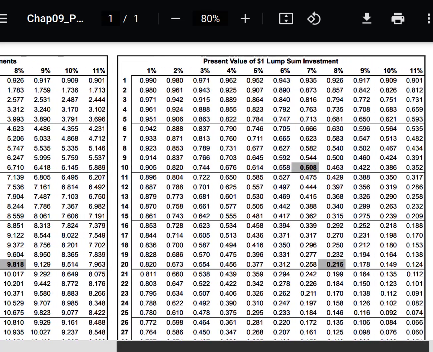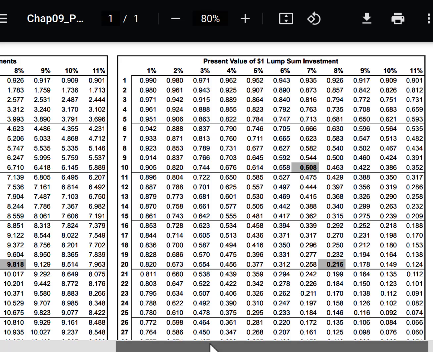Actually, the one on the right is the exact same table we used back in Chapter 4. It's the exact same table because it's the present value of a lump sum investment. And remember, we did the calculation for the dividends in year number 1, and the calculations for dividends in year number 2, and the calculations for the dividends in year number 3. Well, now, the dividends were changing.